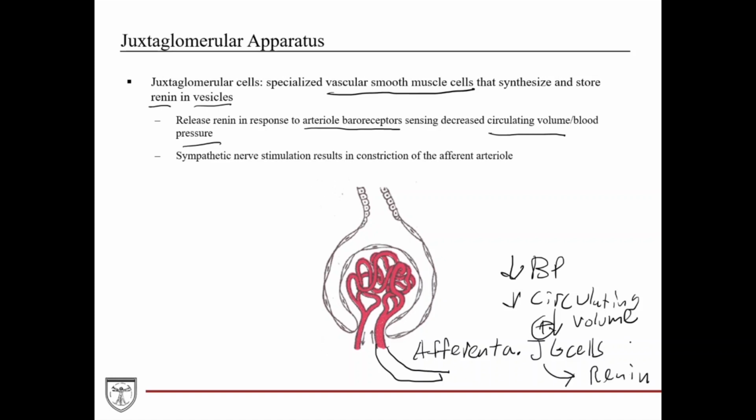And that's the first step in the renin-angiotensin-aldosterone axis, which we'll talk about in more detail in just a couple slides. Remember also, just to refresh you, you have sympathetic nerve stimulation that can result in constriction of this afferent arteriole, which then would decrease blood flow through the glomerular capillaries, thus reducing filtration.